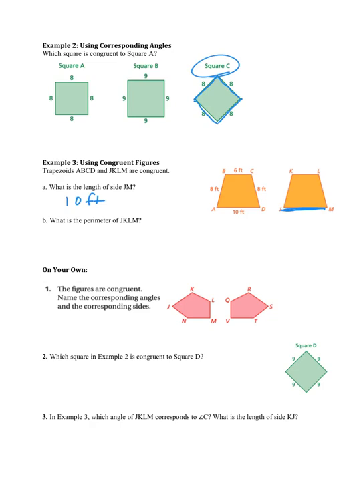Okay, and then the perimeter of JKLM, well, I know that all of these sides are congruent, my corresponding sides. So I can just add up 10 plus 8 plus 6 plus 8. And when I add those up, I get 32 feet. So my perimeter of ABCD and the perimeter of JKLM are the same because they are congruent shapes.